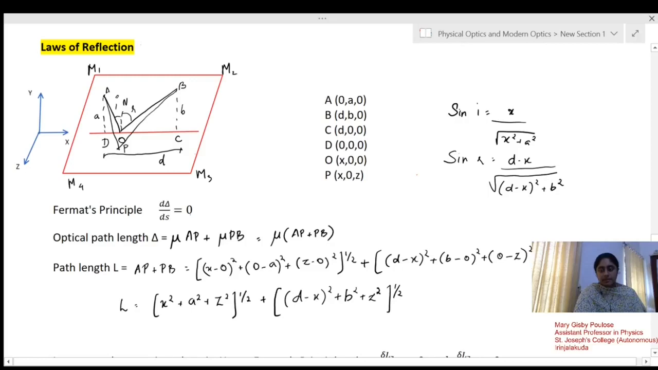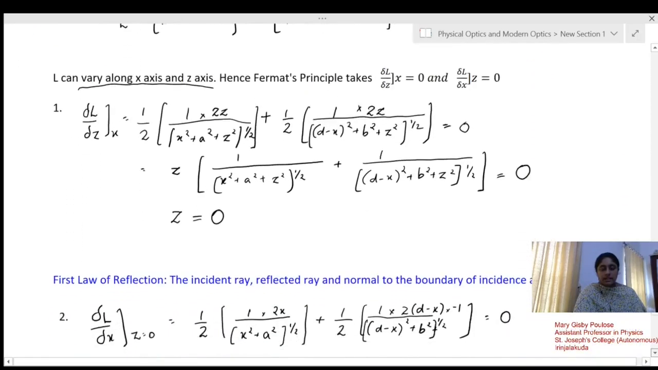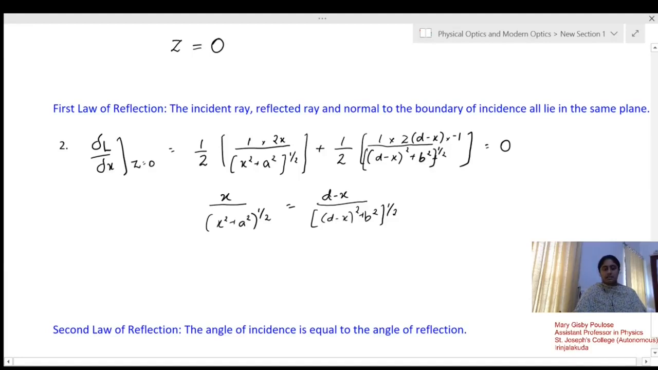Hence, in the derivation of the second law, I can substitute this as sin i equal to sin r. Taking sine inverse on both sides, I get i equals r. And this is the second law of reflection. That is, the angle of incidence is equal to the angle of reflection. We have thus derived the two laws of reflection. With that, we come to the end of today's class. Thank you.